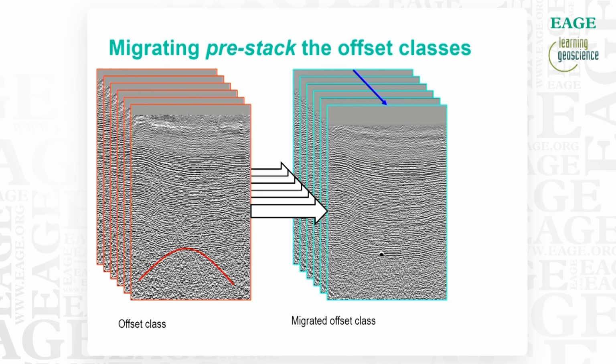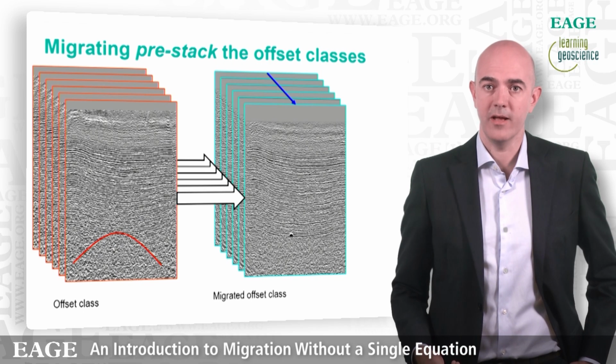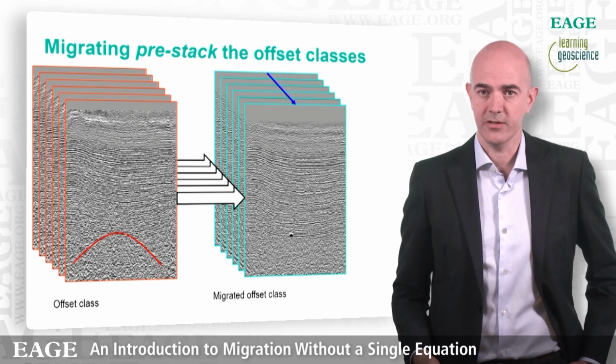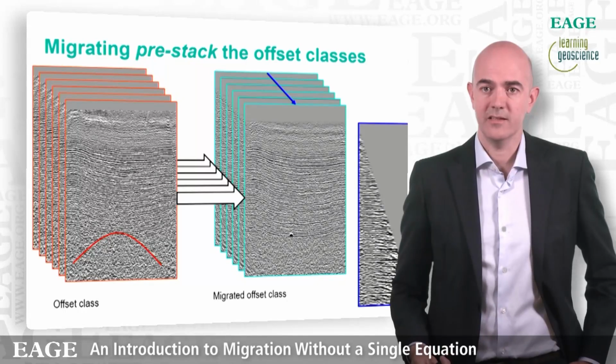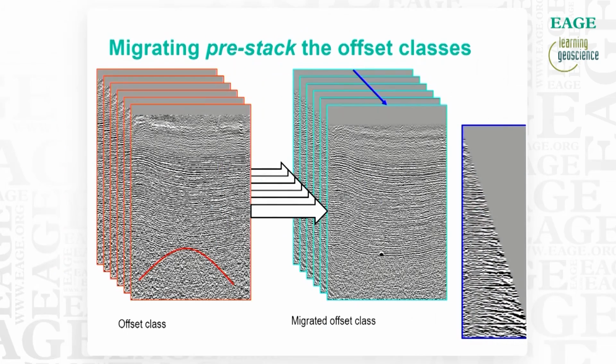And if we look at one specific location, we will extract one migrated trace from each one of these migrated offset classes, and we will create a migrated gather. The migrated gathers are the pre-stack data that we use for the inversion, for the interpretation. Each of those is the result of a migration, is at the right subsurface location, but is pre-stack. It has all the different offsets.